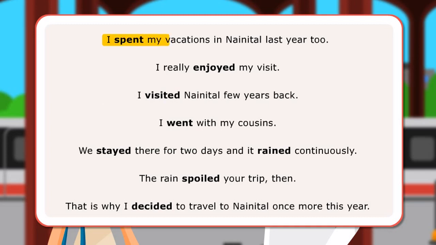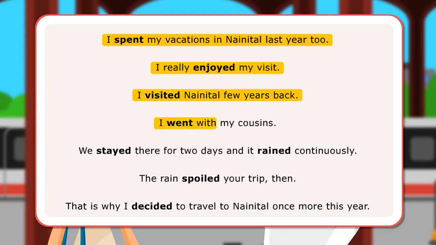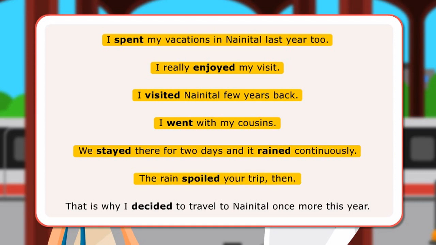I spent my vacation in Nainital last year too. I really enjoyed my visit. I visited Nainital few years back. I went with my cousins. We stayed there for 2 days and it rained continuously. The rain spoiled your trip then. That is why I decided to travel to Nainital once more this year.